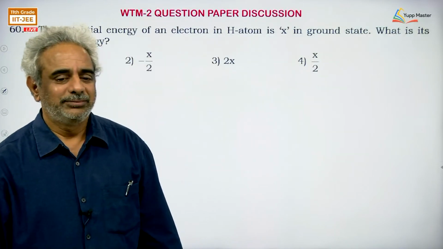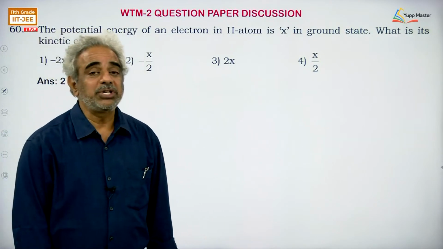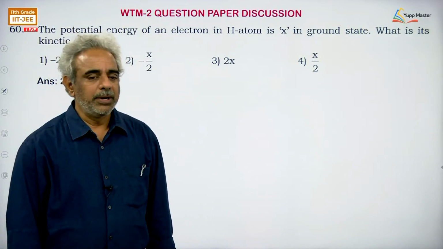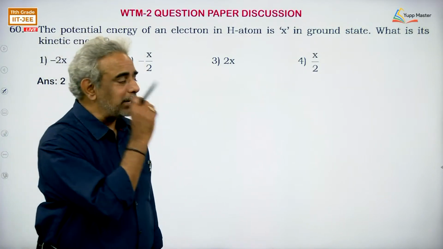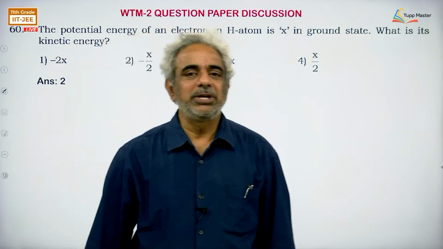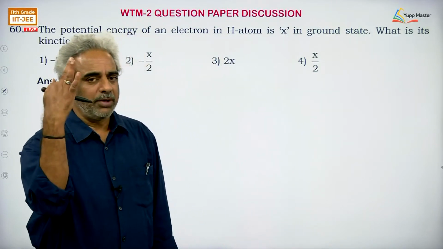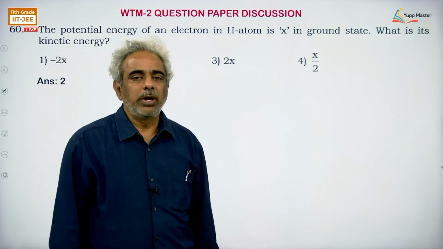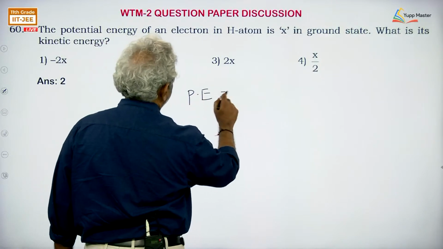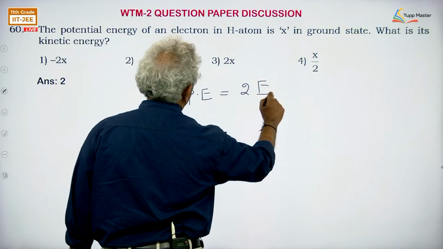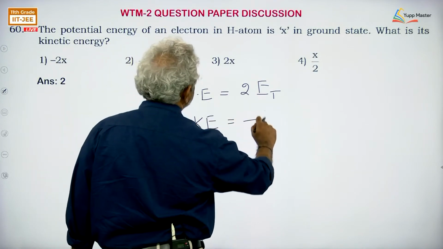Like that. What is the energy of electron in H atom in ground state? The potential energy of electron in hydrogen atom in ground state is X. What is its kinetic energy? He gave potential energy. He is asking kinetic energy. And I gave 3 very important relations that we got from Bohr's model. Potential energy is always 2 times the total energy. Kinetic energy is always what? Minus of total energy.